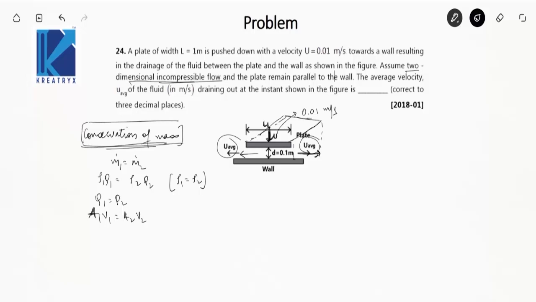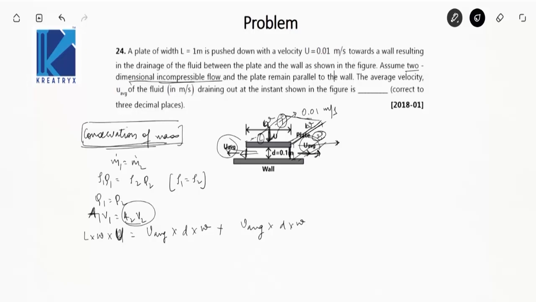See it like this. So u1 A1 will be equal to L into W into v1, this is L, so let's assume the depth is W. v1 is u, and A2 will be this length d and this width W. But it is exiting from two sides, so you have to take into account the fluid exiting from this direction and the fluid exiting from this direction also. So the total Q2 will be u average into d into W plus u average into d into W again.